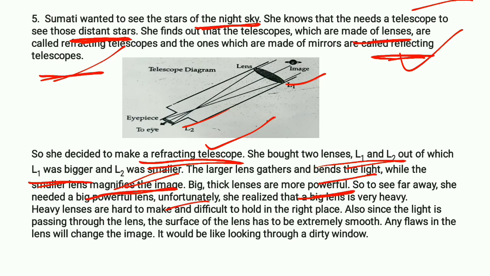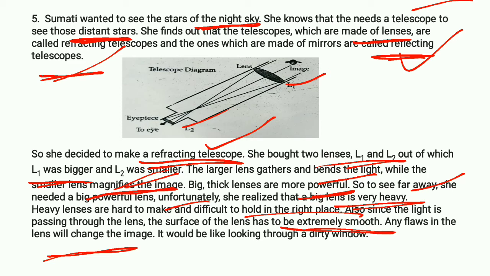Unfortunately, she realized that a big lens is very heavy. Heavy lenses are hard to make and difficult to hold in the right place. Also, since the light is passing through the lens, the surface of the lens has to be extremely smooth. Any flaws in the lens will change the image. It would be like looking through a dirty window. So this is the paragraph we need to understand first, and related to this paragraph we have a number of questions.